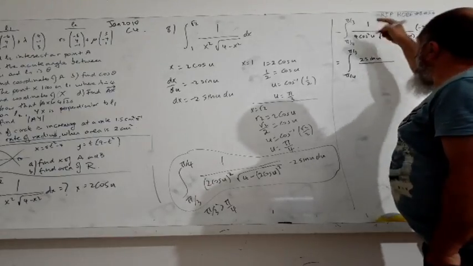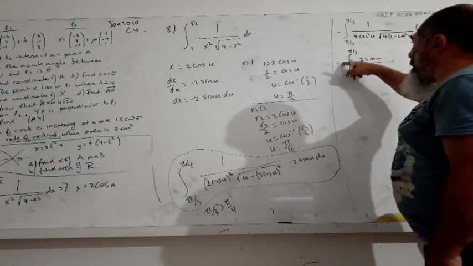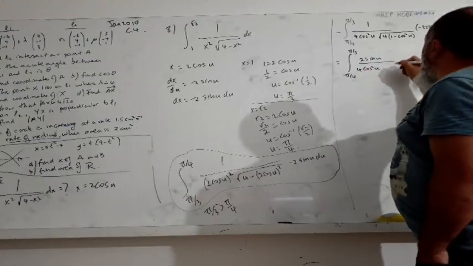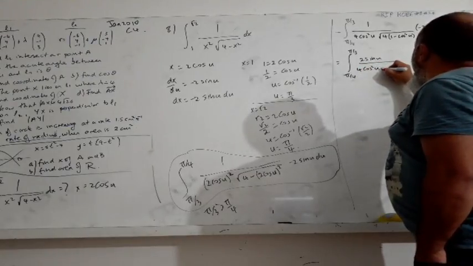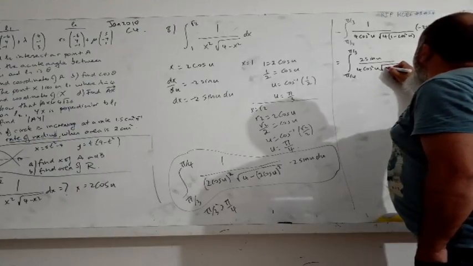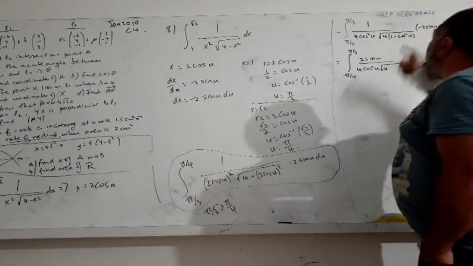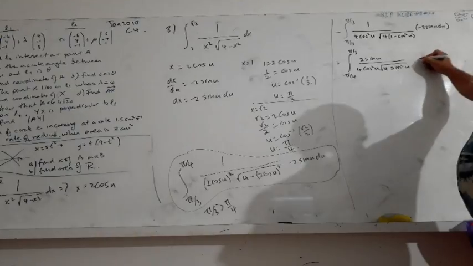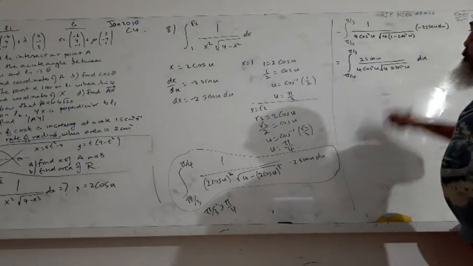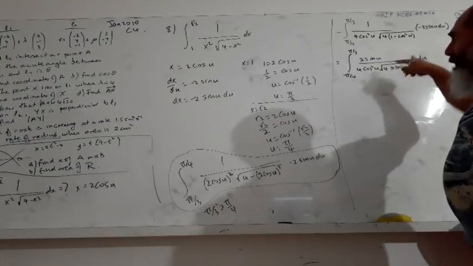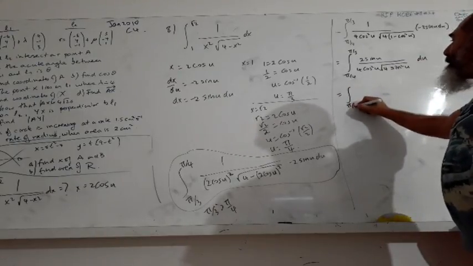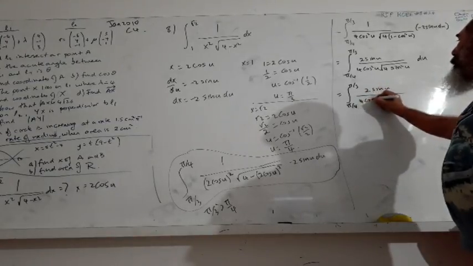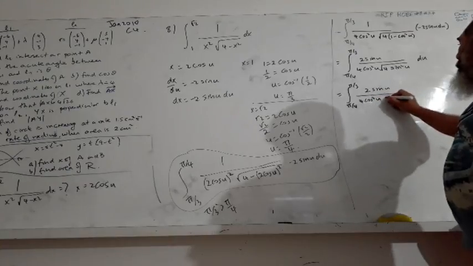Remember, negative becomes plus. 1 over 4 cosine squared u, and under the square root we are going to have 4 times, what is 1 minus cosine squared u? It is sine squared u du. So I am going to take that one outside of the square root sign. From pi over 4 to pi over 3, 2 sine u over 4 cosine squared u, and this is going to be 2 sine u du.